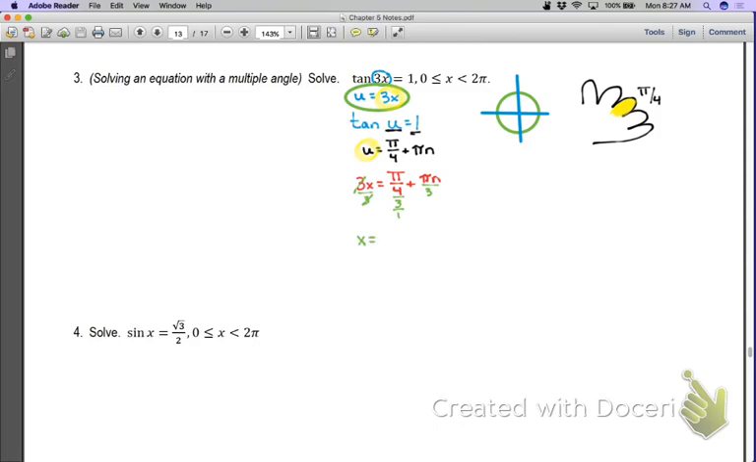So then my angle measurement, or my x measurement, is going to be pi over 12 plus pi over 3 times n. Now, I'm not finished here, okay? Because at the very top where it says I want to know when is it between 0 and 2 pi.